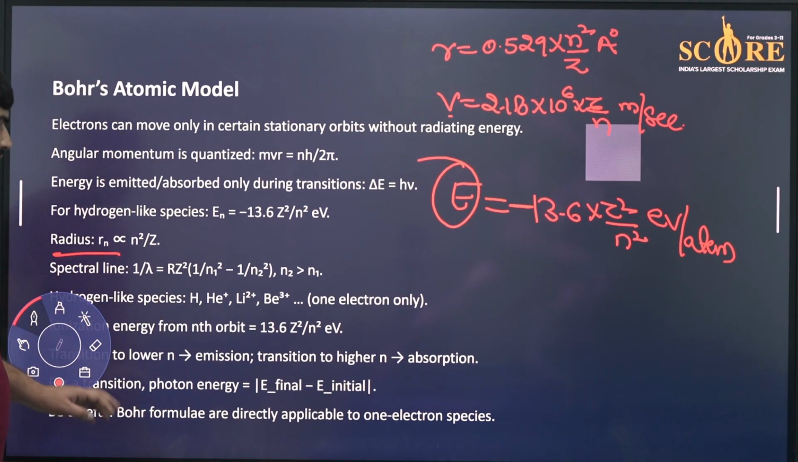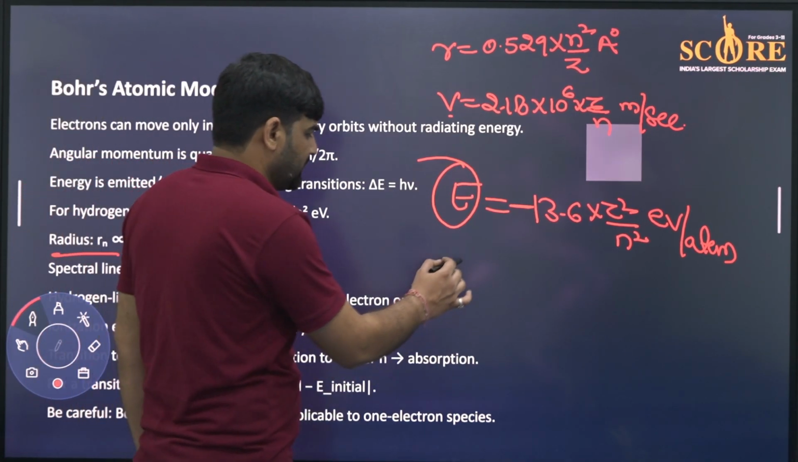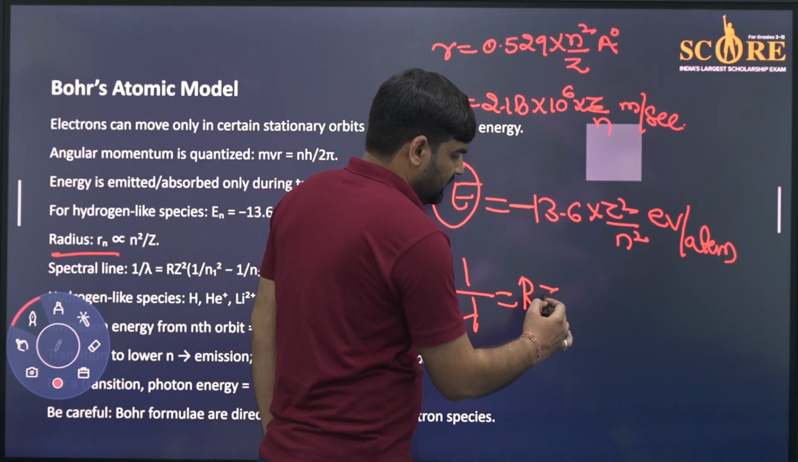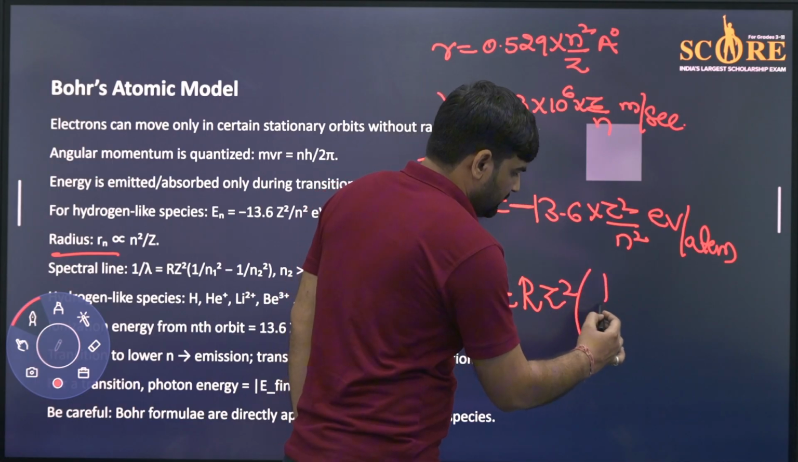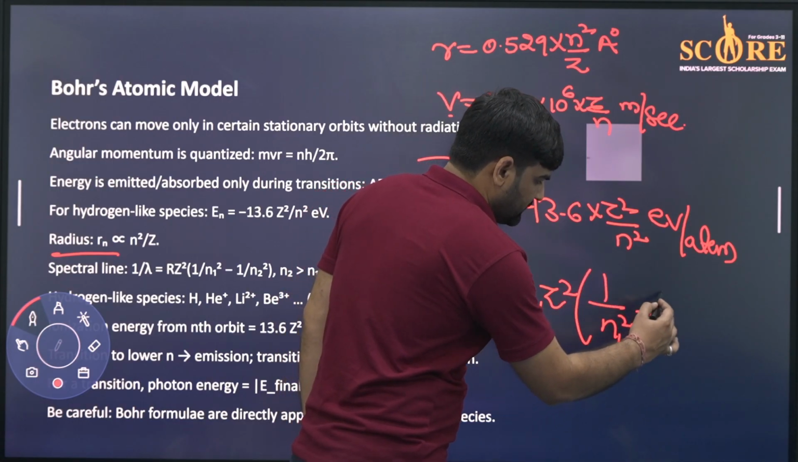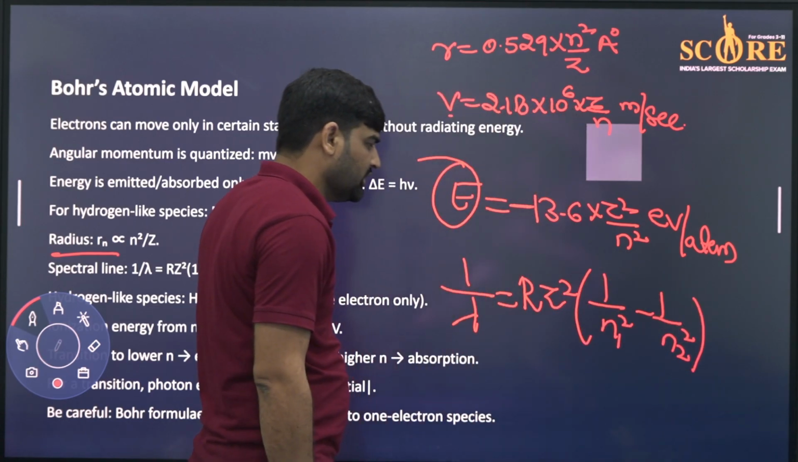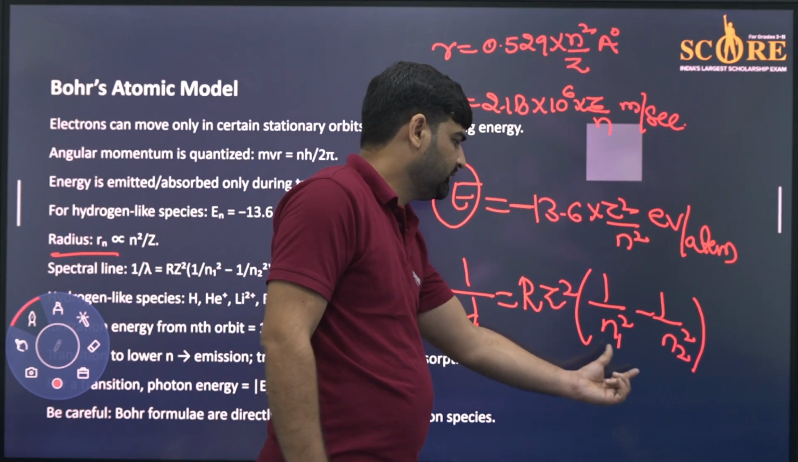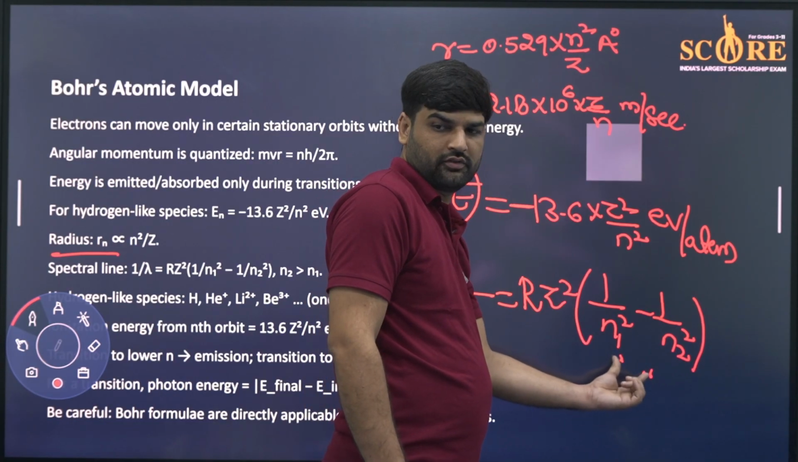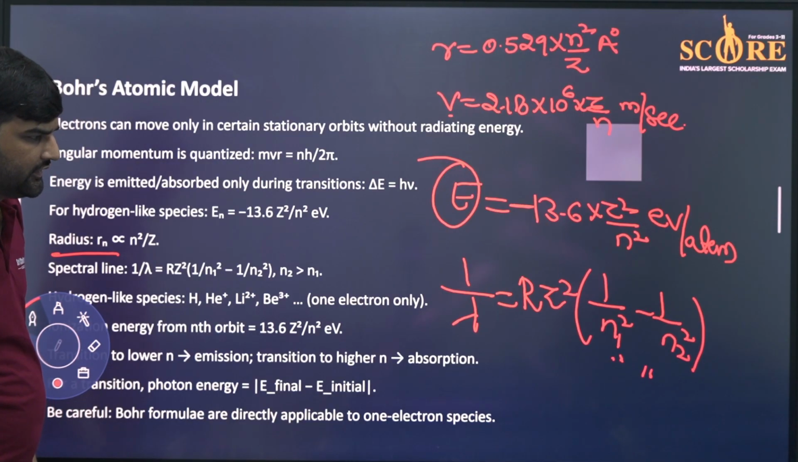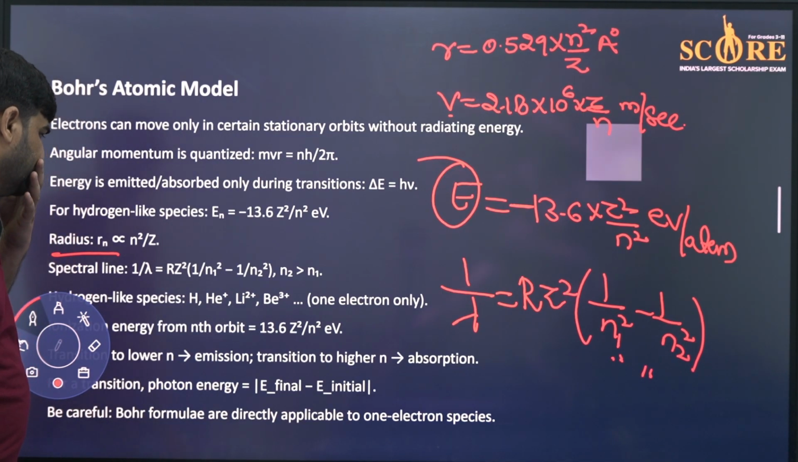Radius. Also one thing is spectral line lambda. 1 upon lambda equals R Z square times 1 upon n1 square minus 1 upon n2 square. This term should be positive, so arrange n1 and n2 accordingly. R is Rydberg constant, Z is atomic number, lambda is the wavelength.